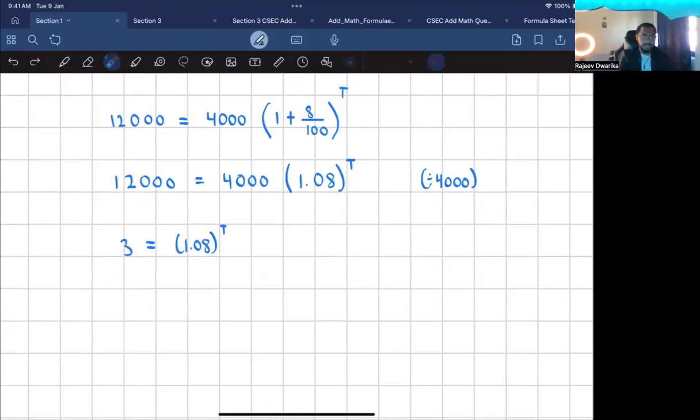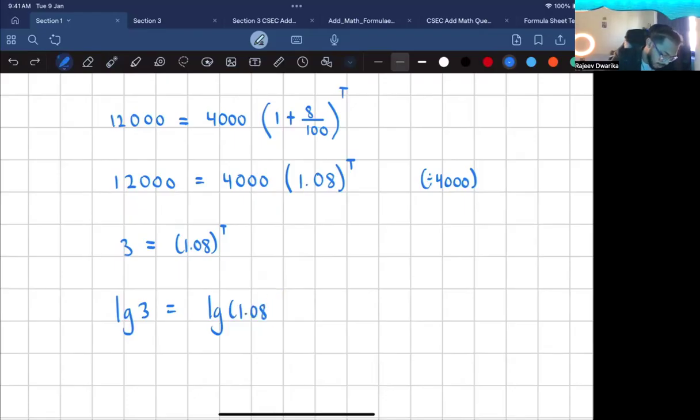Logs. Right. So logs have something called the power rule. But for me to apply the power rule, I must have logs. So what do you think I should do on both sides? Apply logs. So I'm going to apply log base 10 on both sides. So that'll be log base 10 of 3 is equal to log base 10 of 1.08 to the power t.